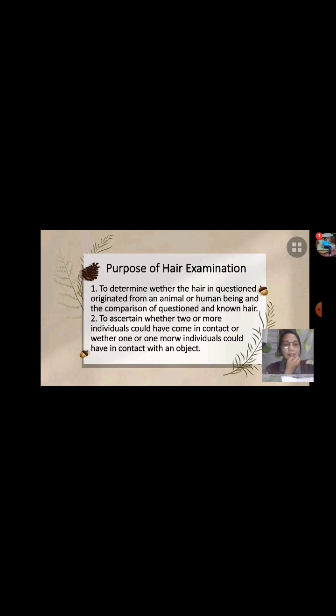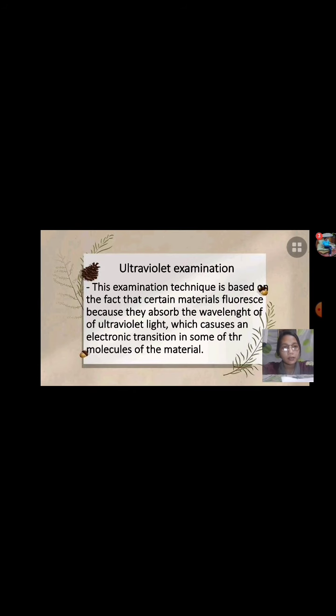So, next is what is the purpose of hair examination? Number 1, to determine whether the questioned hair originated from an animal or human being, and comparison of questioned and known hair. Number 2, to ascertain whether two or more individuals could have come in contact with an object.